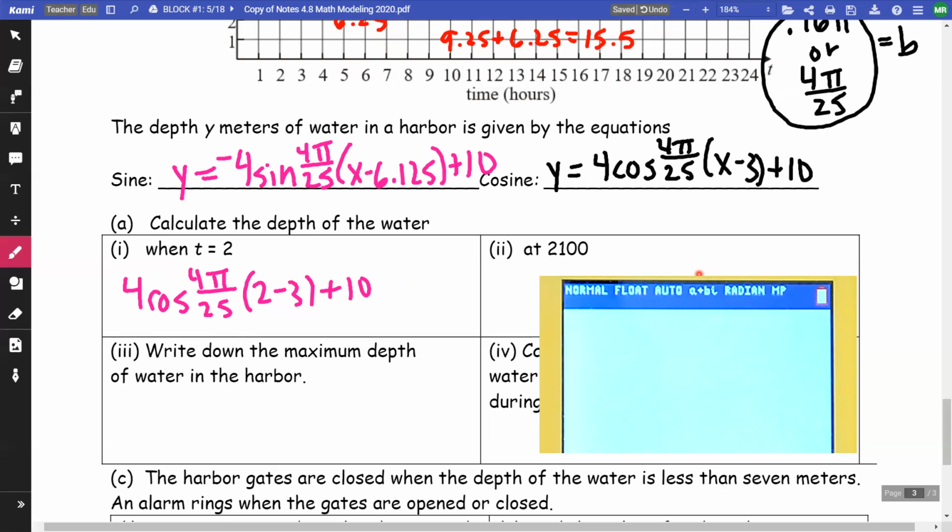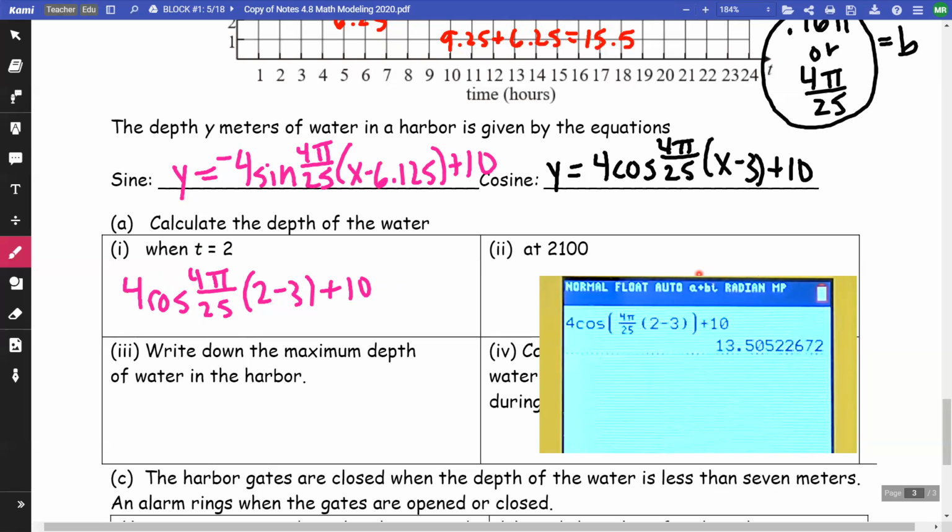Okay, so I'm going to do 4 cosine of 4 pi over 25 times 2 minus 3, close, close, plus 10, and I get about 13.5 feet as our answer.